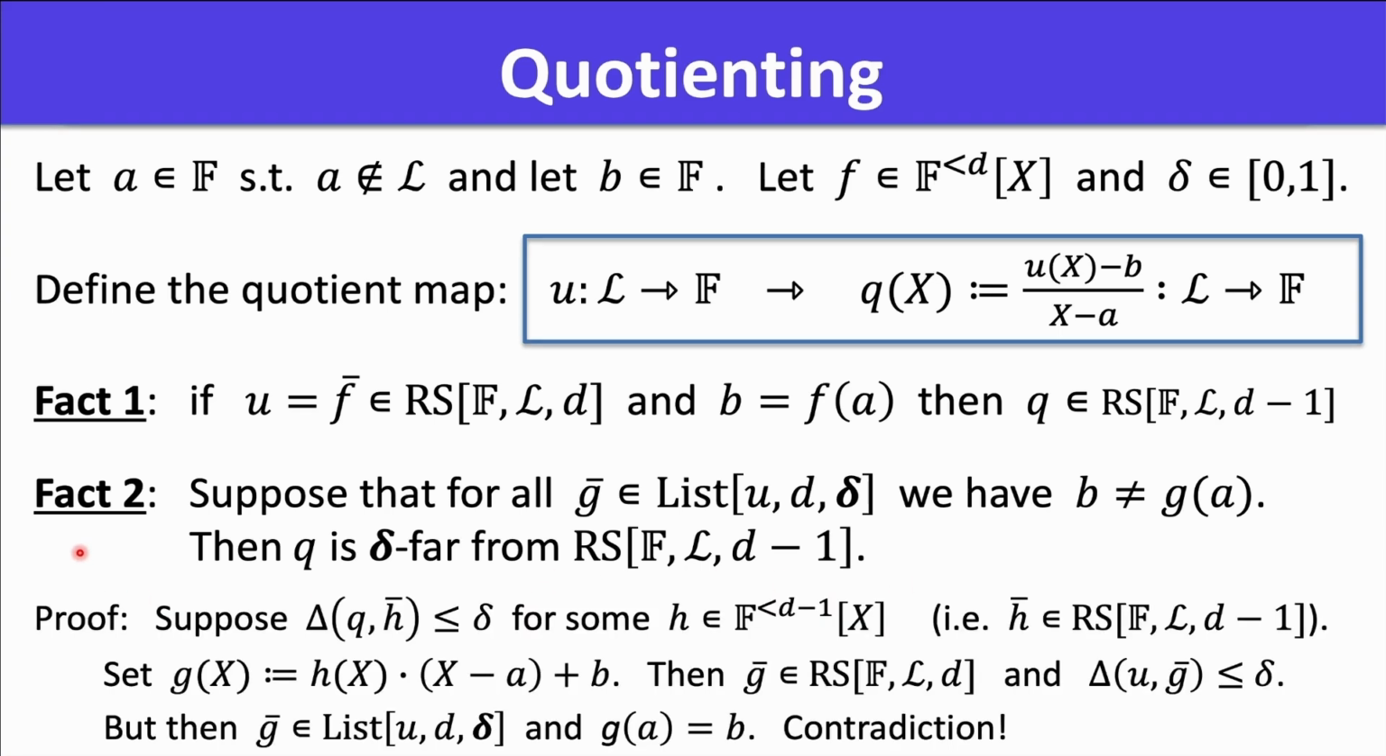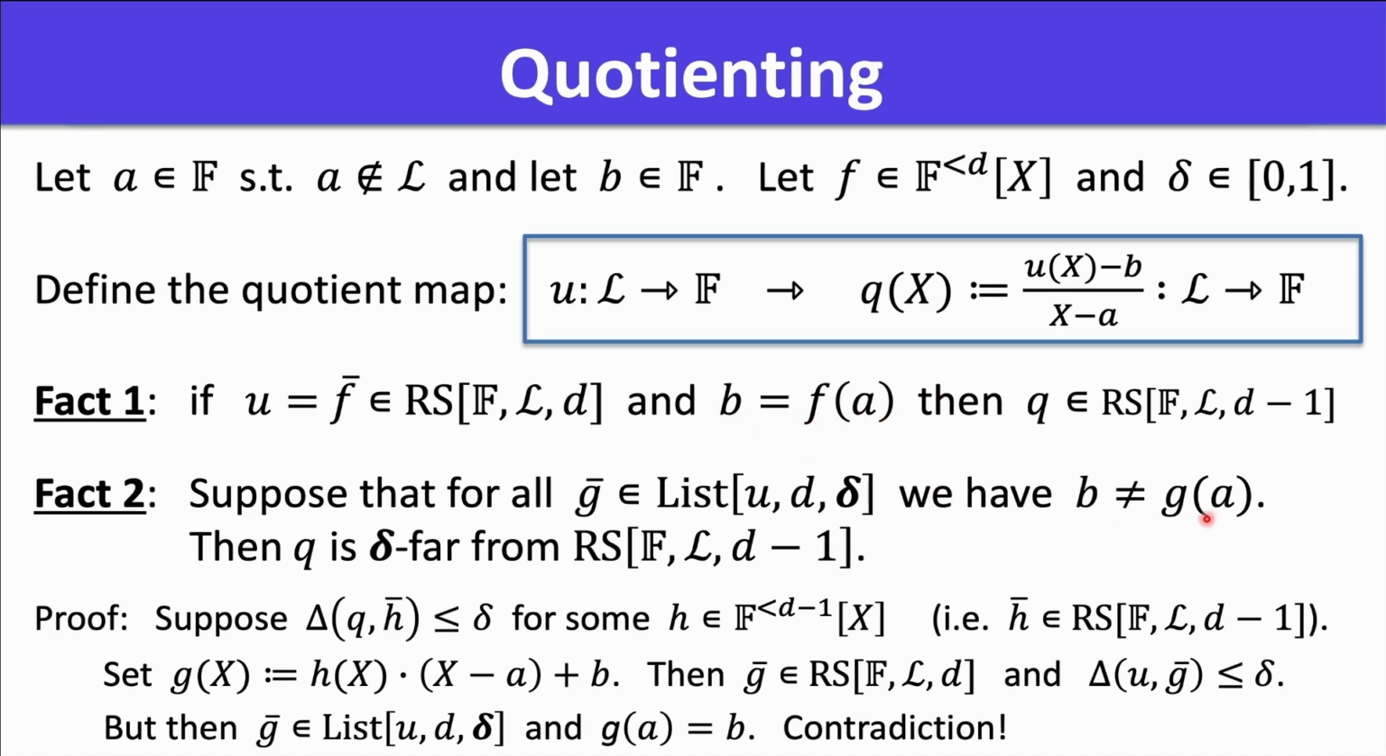I wrote down the proof for fact 2 here. I'm not going to go through this proof here. It's basically a proof by contradiction. If you're interested, you can review this proof yourself. It's actually a very simple proof that basically shows that if q happens to be delta close to this Reed-Solomon code, then there must be a g-bar in the list for which b is equal to g(a), violating the assumption. Okay, so we're making progress towards giving evaluation proofs of committed polynomials by quotienting. You can see if the evaluation is correct, we're close to the code word.